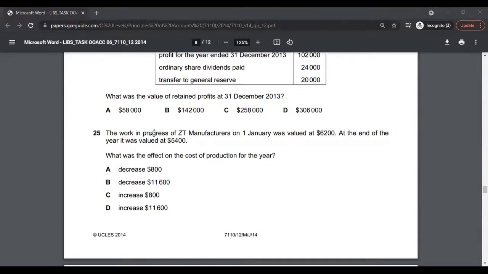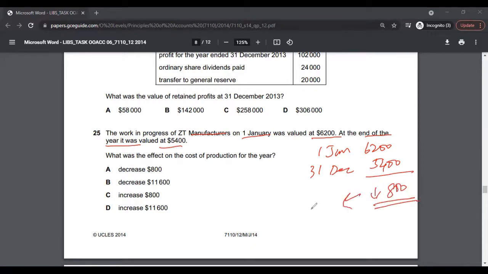Multiple choice 25. The work in progress of ZP manufacturers on 1st January was valued at 6,200. At the end of year, it was valued at 5,400. So on 1st Jan, it was valued at 6,200, and on 31st December, it was valued at 5,400. There is a decrease in value of 800. But this is an expense, and the question is asking what was the effect on the cost of production. This is going to increase my cost of production. So the answer to multiple choice 25 is option C, increase of 800.